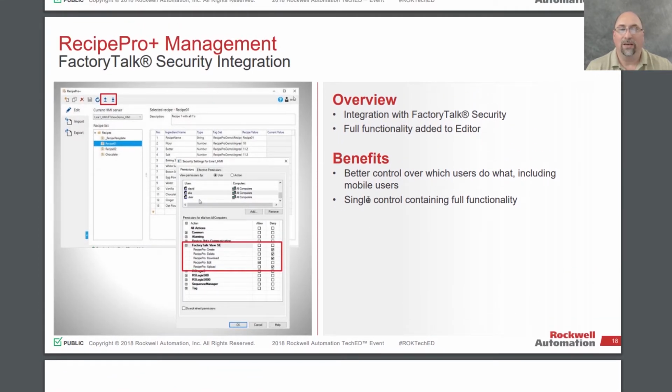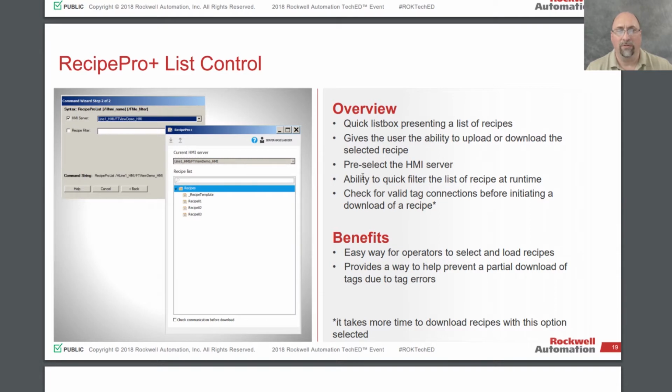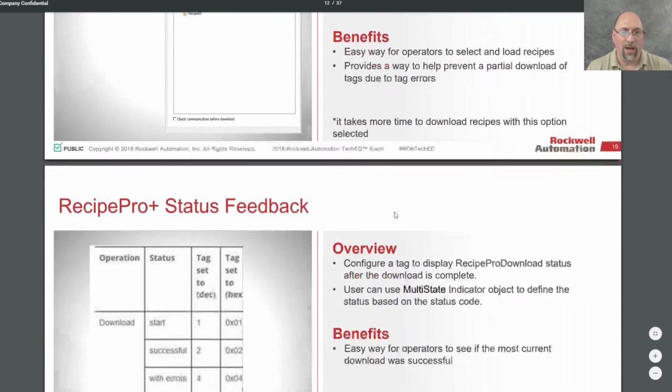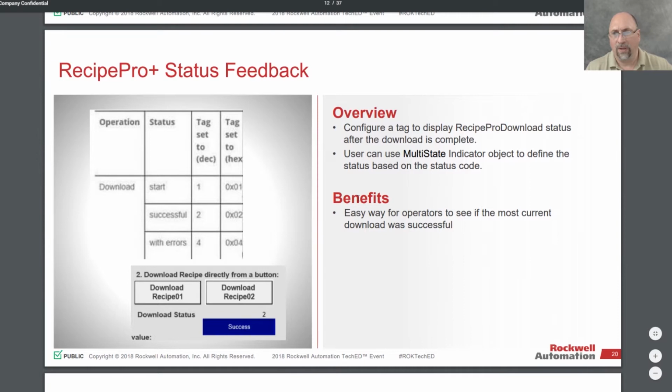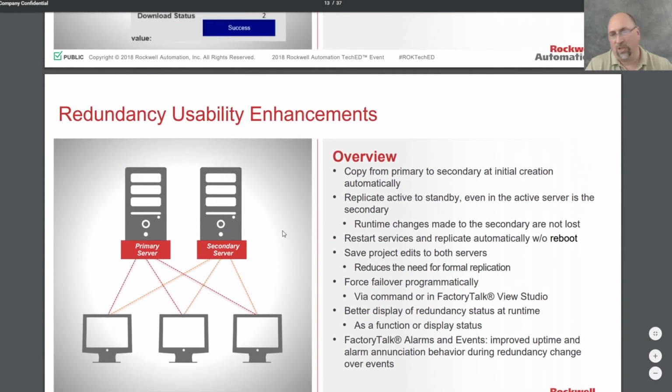this is great because for years we didn't have recipe management built into FactoryTalk View that we had built into RS-V32. And the Panel View Plus got it first, which is cool, but they didn't add it to View SE at the same time. So this really fills a hole, in my opinion, that the products had from early on when it first released. But looking at all this, like the list control and some of these other options, they've really enhanced it. So multi-state indicators to define a status based on the status code. Easy way for operators to see if the most current download was successful. So that's great. And so that's it for recipes.